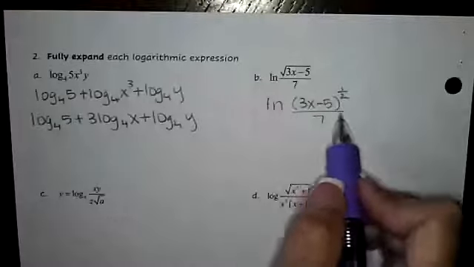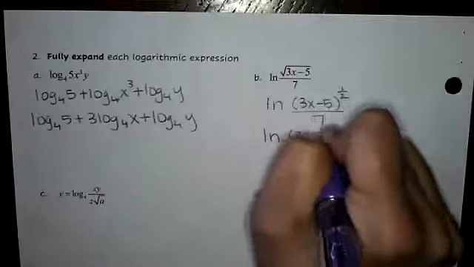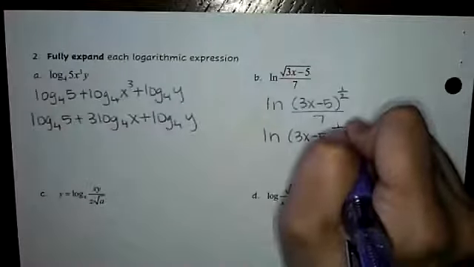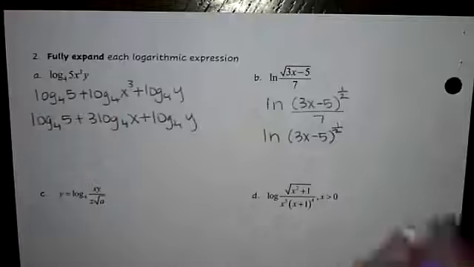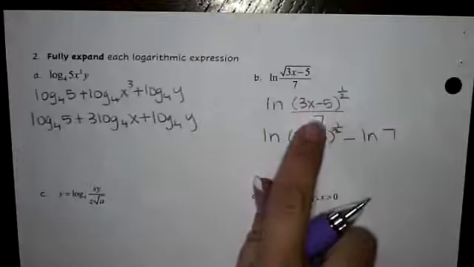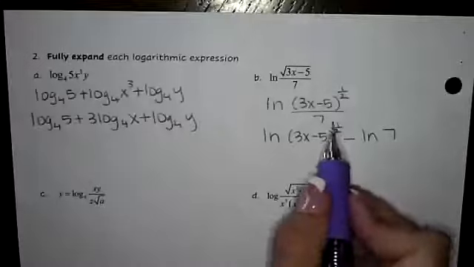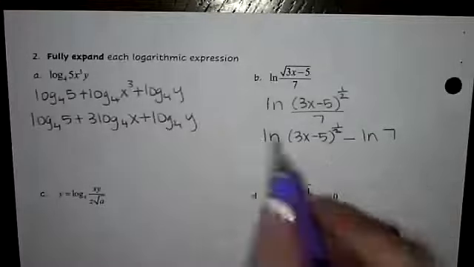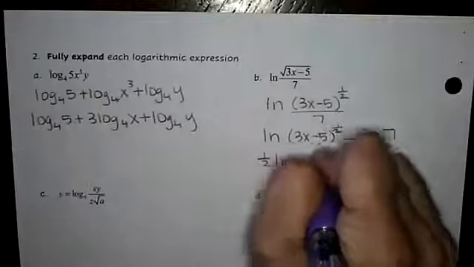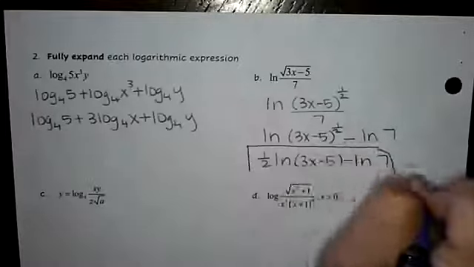Now we can separate this. Since they're being divided, I can separate it by a minus. And so I get the natural log of 3x minus 5 to the exponent of 1/2 minus the natural log of 7. What was being divided in the argument is those two, so that's what's going to be separated by the minus. And then when we expand, we do not want an exponent, so that's going to become the coefficient here. So we get the 1/2 natural log of 3x minus 5 minus the natural log of 7. That would be our final answer.